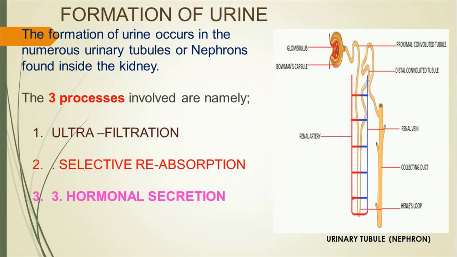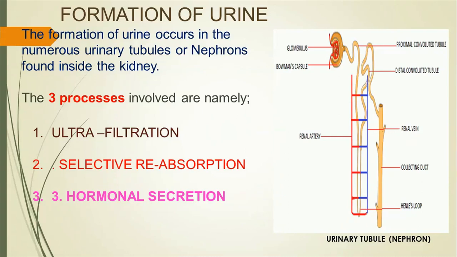The formation of urine occurs in the numerous urinary tubules or nephrons found inside the kidneys. Nephrons are said to be the functional units of the kidney. And we have millions of nephrons or urinary tubules inside the kidney. Now, here is the structure showing a nephron. It starts with a glomerulus, which is fixed into the cup-shaped structure called the Bowman capsule. The Bowman capsule leads to the proximal convoluted tubule, which moves down through the loop of Henle, which is U-shaped, up to the distal convoluted tubule, and this ends downward at the collecting duct.